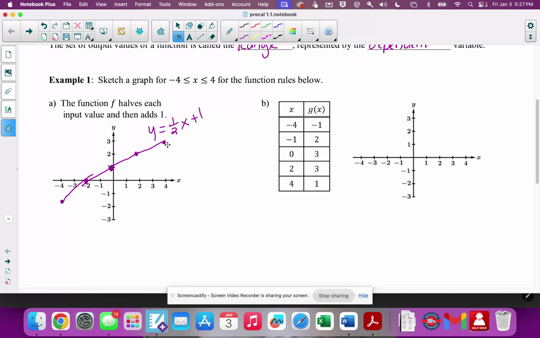Okay, so if it's just a table of values, we're just going to graph some individual points. So (-4, -1), (-1, 2), (0, 3), (2, 3), and (4, 1). Now, I am not connecting these dots. They don't make a line of any kind that we know of so far. All we've been given is just a set of points, or basically a domain and a range value. So the only thing you can do at that point is just graph the ordered pairs that you're given.